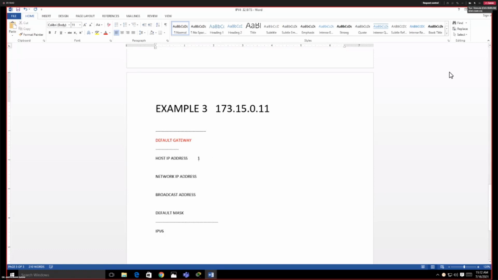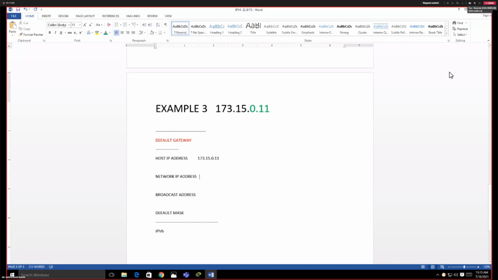Same, 173.15.0.11. The given IP address itself is the host address, because the last 2 bytes are the host portion bytes, and if the host portion indicates any value, it means the given IP address itself is the IP address of the host.